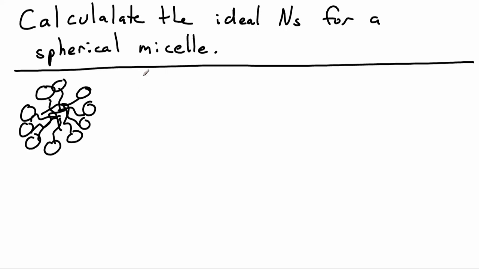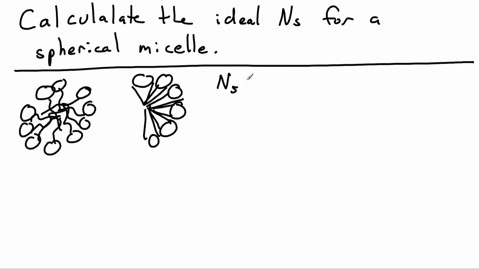We can see if we packed ice cream cones together, we would get the kind of curvature that we're looking for. So we can see that having head groups bigger than the underlying hydrocarbon gives us the kind of curvature that we see in a micelle. So we know N sub S has to be less than 1, but how much less than 1?